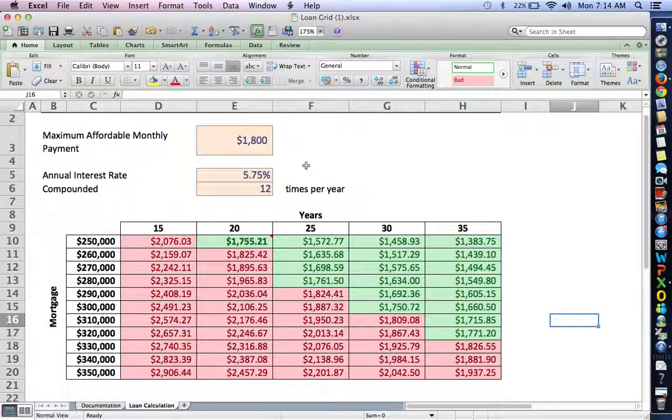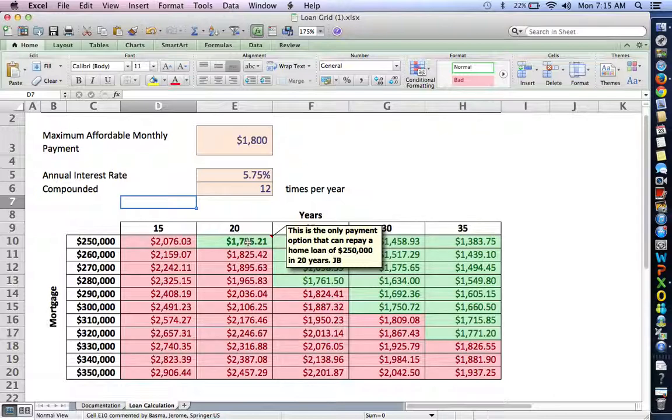I also did something that wasn't specifically asked for, but I added this note here to denote which was the payment option that could be repaid in 20 years. There was only one, so it was pretty easy. On this note here, I don't know where it is on the Windows version of Excel or the Mac version of Excel, actually, I always have to find it, but you can add a note like this. It's a really handy tool when you want to highlight a cell, and it's called Notes. So that's a great little resource.